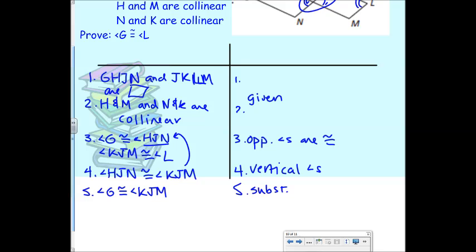All right? And then last but not least, now I'm ready to say angle G is congruent to angle L, because if angle G is congruent to KJM and KJM is congruent to L, then I can cut out the middleman using the transitive property and say that they're congruent to each other.